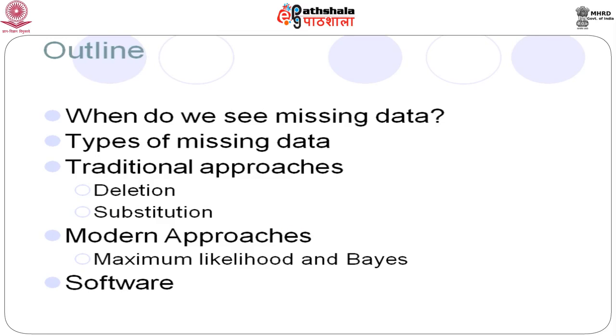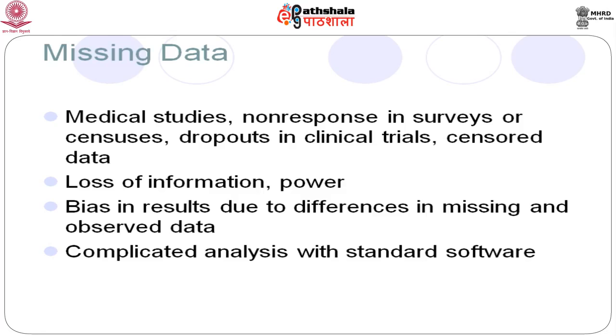When do you see missing data? What are the types of missing data? What are the traditional approaches? I will discuss that. Deletion and substitution are the two traditional approaches. And the modern approaches, the maximum likelihood and Bayes, and some software, if time permits, will be discussed in this connection. As regards its application, it is used in medical studies, non-response in surveys or censuses, dropouts in clinical trials, census data, and everywhere where data is not recorded properly.